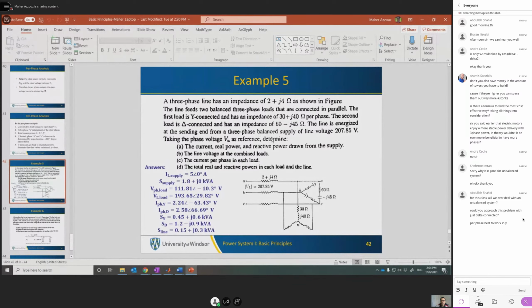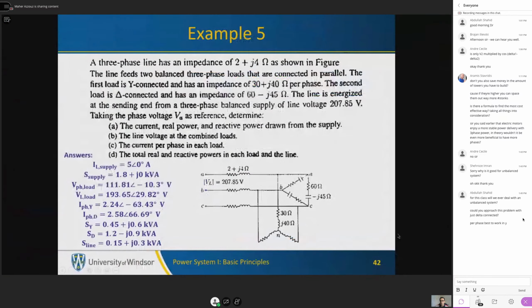Okay. So what we need to calculate here is the current, real power, reactive power drawn by the supply. So we need to calculate the current, IL supply. This is IL supply. We need to calculate the power, S supply. Okay, this is I line. The reactive power drawn from the supply. Okay, active and reactive, of course. So if you calculate the complex power and you put it in the rectangular form, you can directly calculate the active and reactive components. We need to calculate the line voltage at the combined load. So we need to calculate the line voltage here. This is V line load.